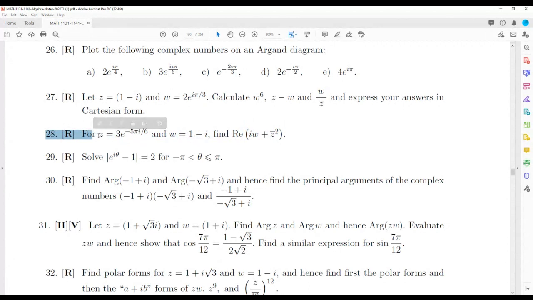But I thought we could look at 28. 28 is an interesting one because you've got a polar exponential form of a complex number and a Cartesian form. We're asked to calculate the real part of this mess. So let's go through that and see if we can find the real part, and then we can unpack it and have a look. All right, let me go back to my document camera. I need the hotkeys so I can do fast transitions. All right, so this is 28.